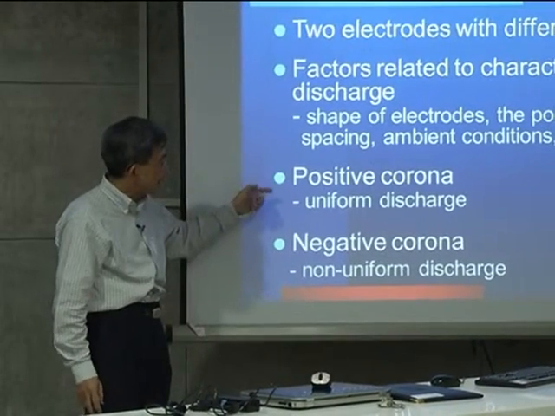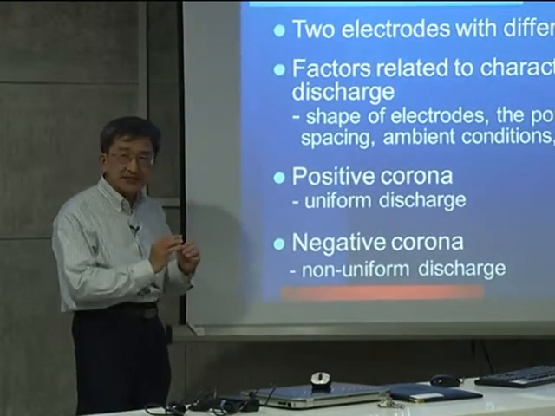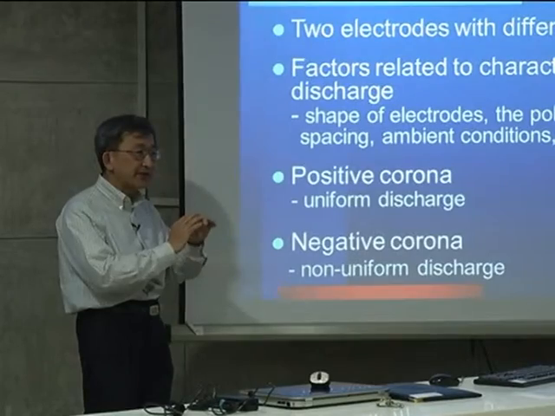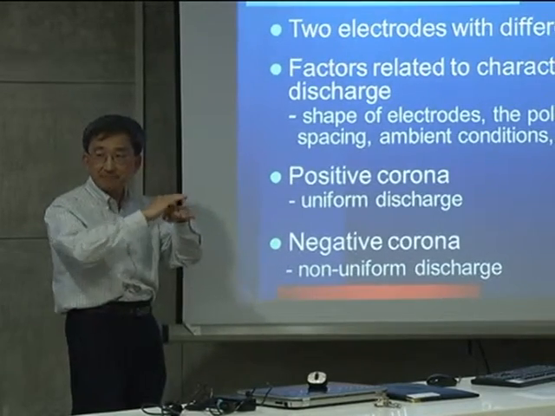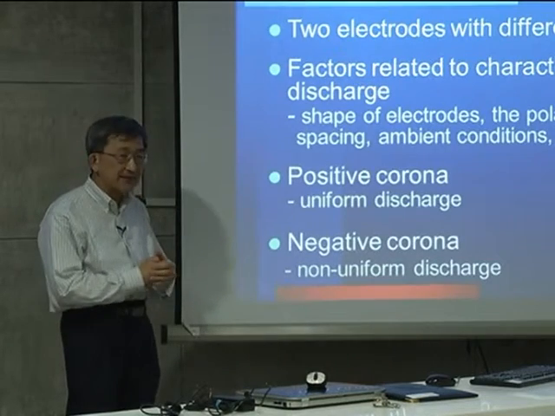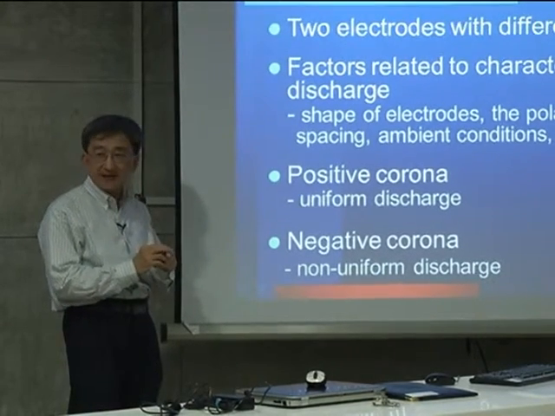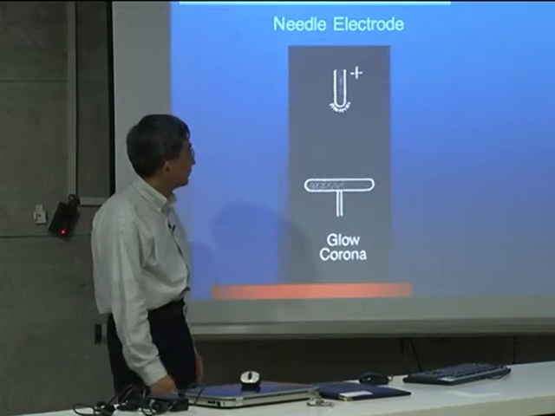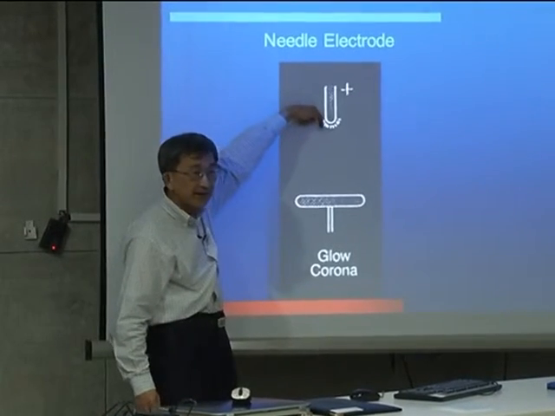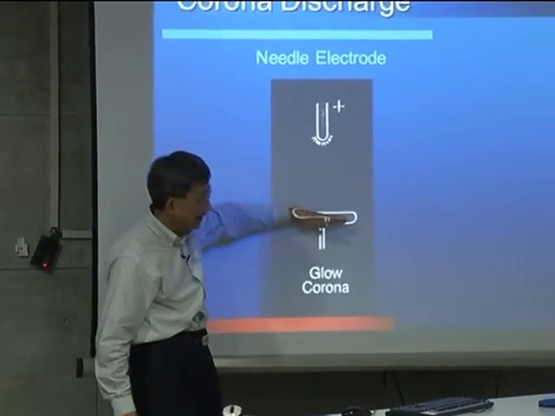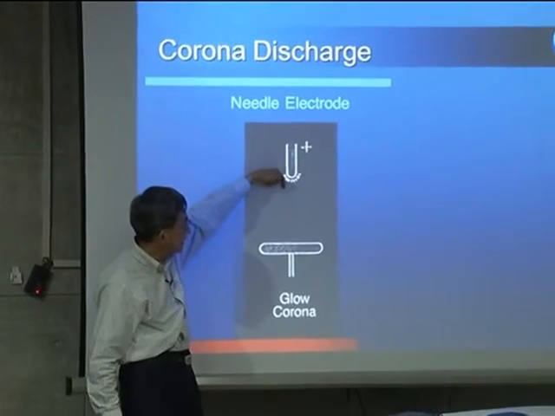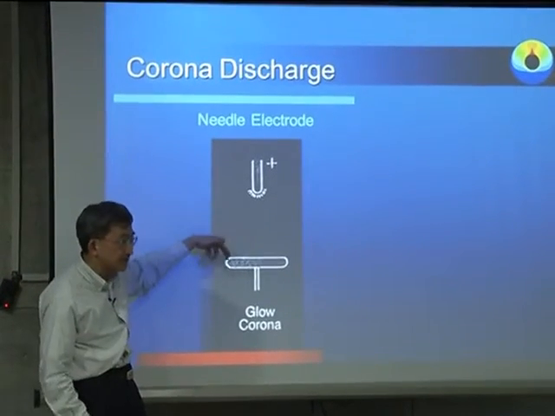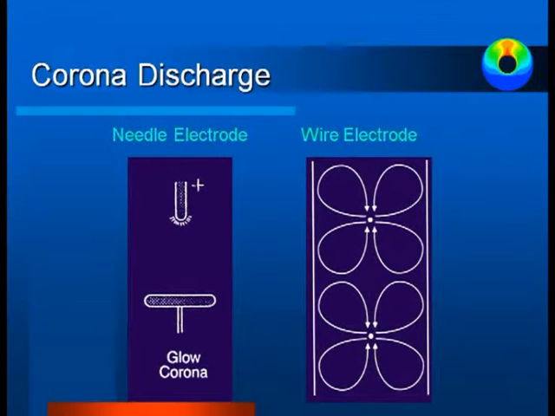So when we apply positive polarity, we see very different physical characteristics. If we apply the positive corona, then we can see the corona glow is very uniform, very stable. But if we do the negative one, we will find that the discharge is more unstable and non-uniform. Typically we can create this corona discharge using a needle and a plate. Because a needle has a very small radial curvature, and the plate has an infinitely large radial curvature, it has to be very different.